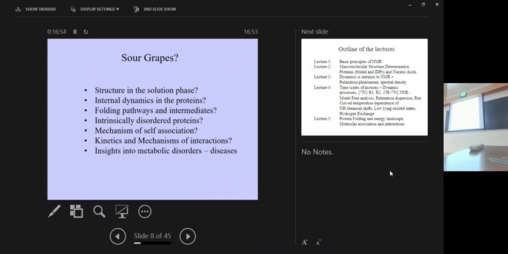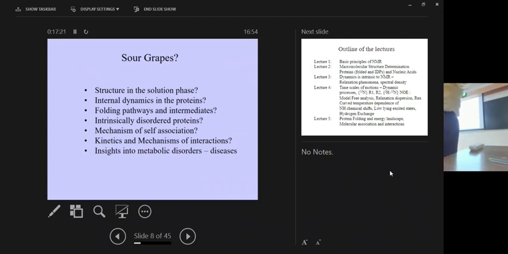Can we understand this? This is not possible from those techniques. Then kinetics and mechanisms of interactions. This follows from there. Then insights into metabolic disorders, which are the diseases. If there is a metabolic disorder happening inside your cell, how does it happen? Where does it begin? Which portion of the protein is responsible? Which are the metabolites which are responsible? Can we understand these things? So these are not possible from these techniques.